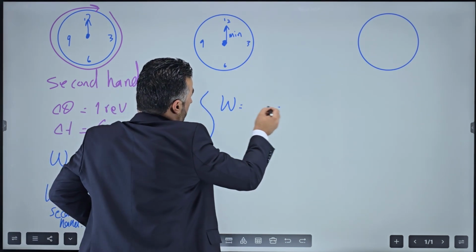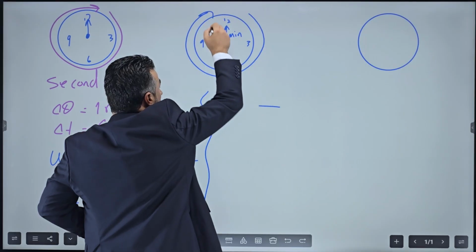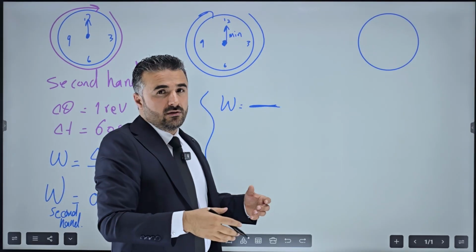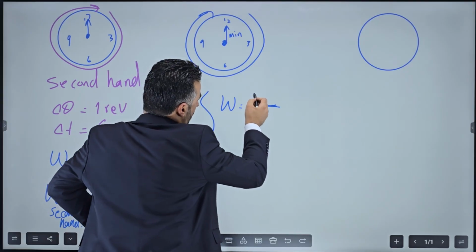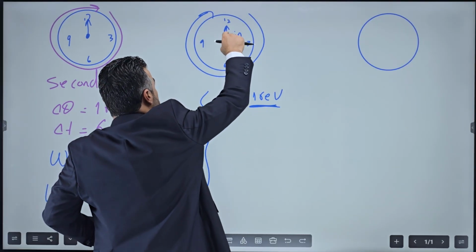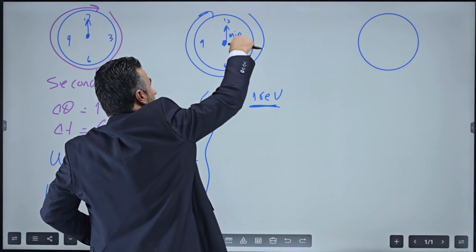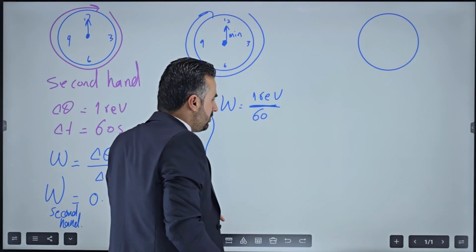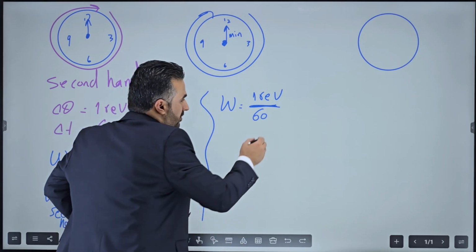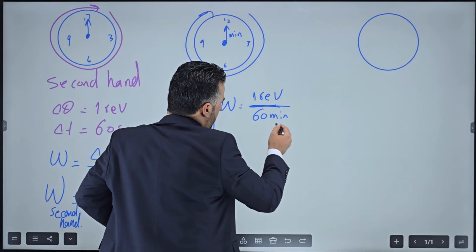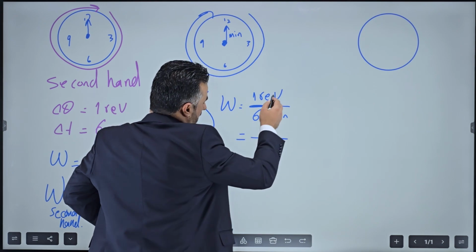Angular speed is equal to 1 full rev. That is the angular displacement if it is making 1 full cycle here. So we'll say 1 rev, divided by the time it takes. Remember, how long does it take the minute hand to make 1 full rotation? That is 60 minutes. But you do know that we're not using minutes, right? We have to convert minutes. How do we convert minutes to seconds? We'll just multiply by 60.